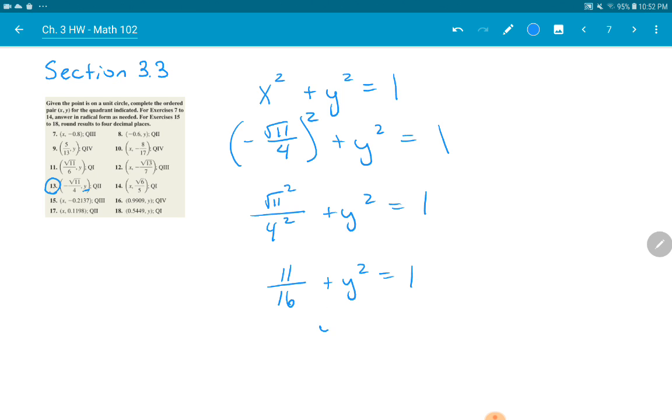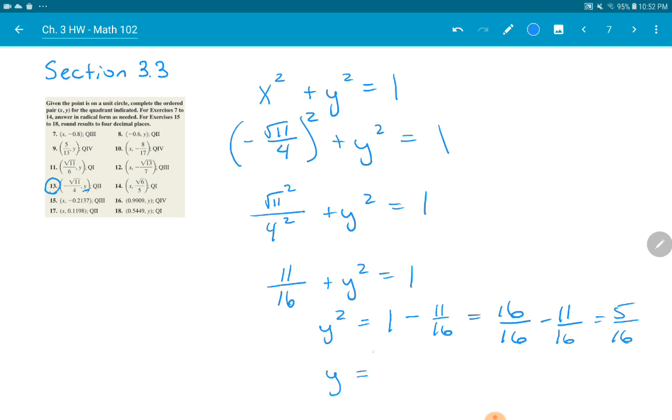And then I need to isolate the y. So I need to subtract 1 minus 11 over 16, which is, I'm going to express that 1 as 16 over 16 in order to get that common denominator, which gives me 5 over 16. So y squared is 5 over 16.